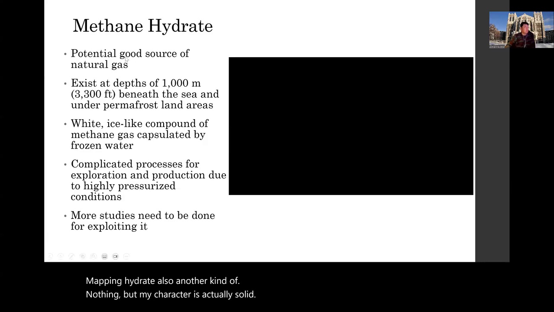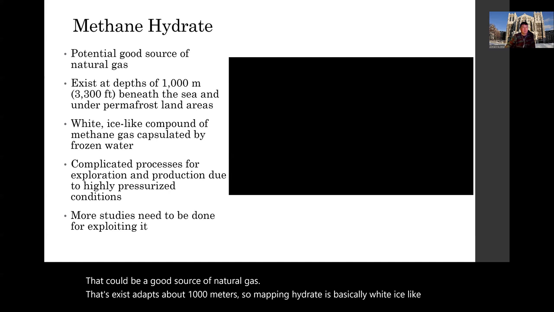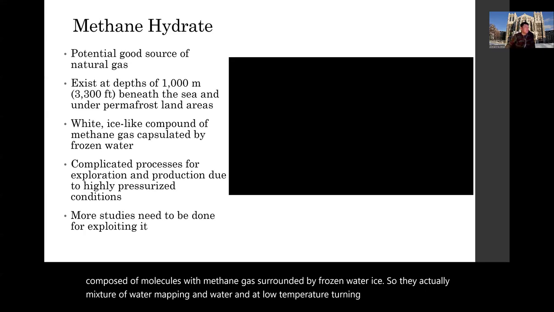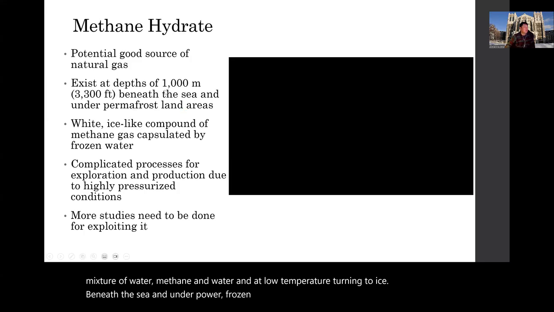That could be a good source of natural gas, and that exists at depths of about 1,000 meters. So methane hydrate is basically a white ice-like material composed of molecules of methane gas surrounded by frozen water, ice. It's a mixture of water and methane, and at low temperature it turns into ice. It is found beneath the sea and under permafrost land areas, at about 1 kilometer.